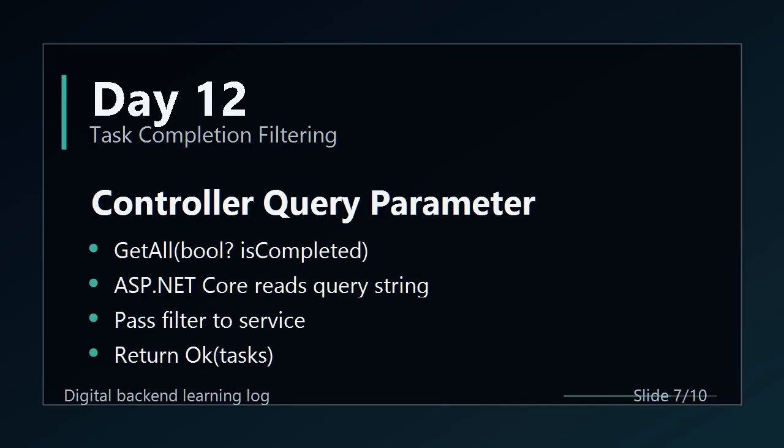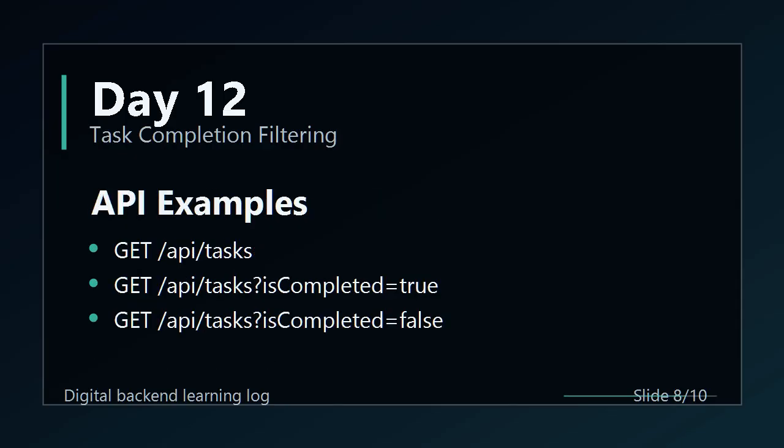Then update the controller. GetAll accepts a nullable bool isCompleted. ASP.NET Core reads it from the query string automatically and passes it into the service. The API examples are GET /tasks for all tasks, GET /tasks?isCompleted=true for completed tasks, and GET /tasks?isCompleted=false for incomplete tasks.